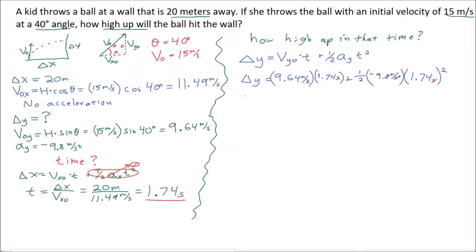So when we plug these numbers in, just be very careful in your calculator. I'm not going to work all this out for you. You could do the math, and what you should get is a positive 1.77 meters up. And that, ladies and gentlemen, is our final answer. So when the kid throws the ball, she's going to hit the wall 1.77 meters high.